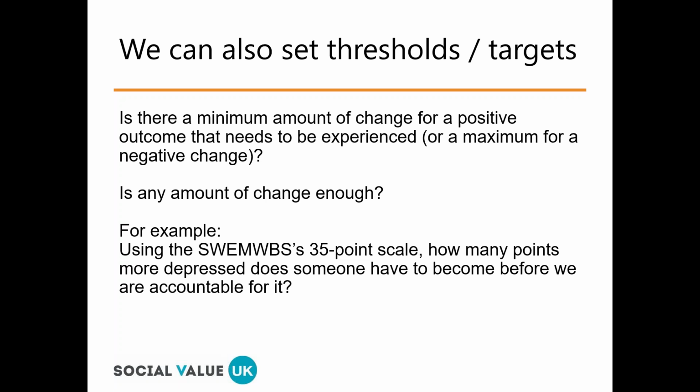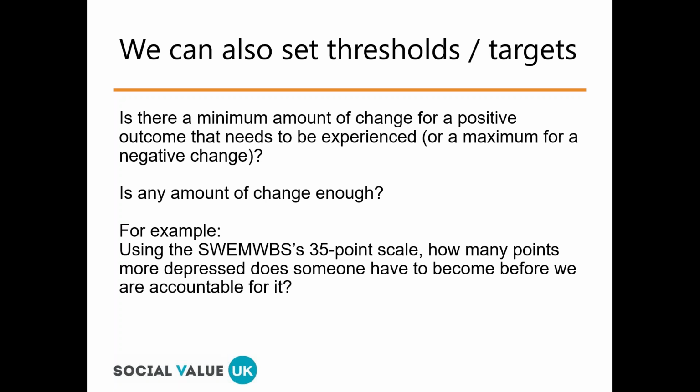So, for example, on the previous slide, we saw that some people become depressed because they do not gain the job that they wish to receive. We could set a threshold for this. So there's a 35-point scale on the SWEMWEBS indicator. We could set a threshold that says this is the maximum amount of change or the maximum amount of depression that we are willing to accept before we change our activities.